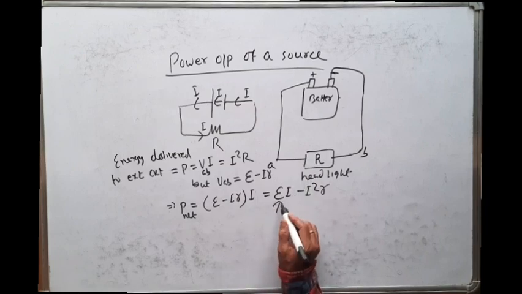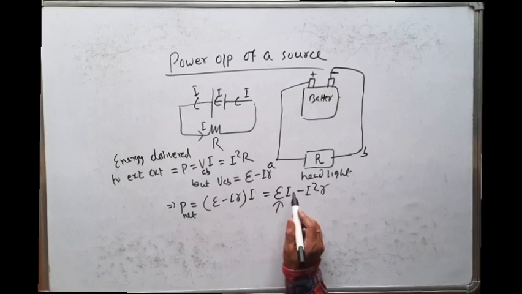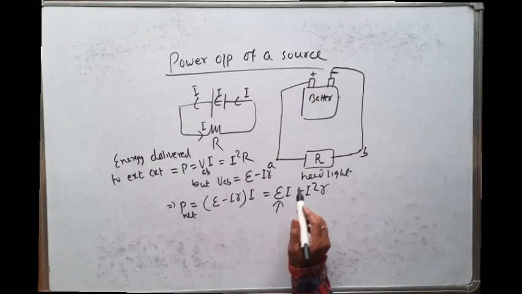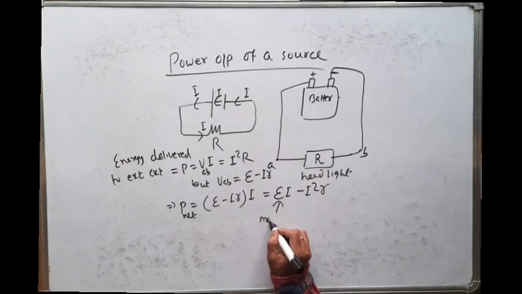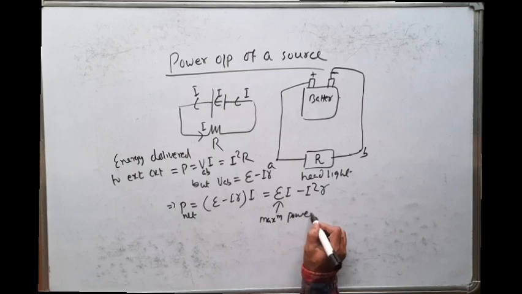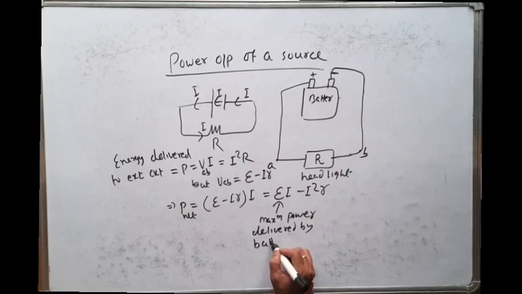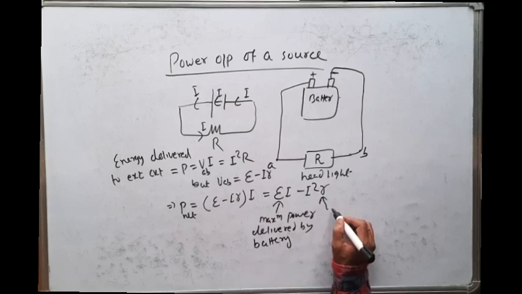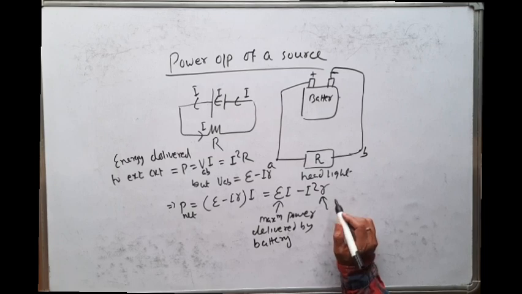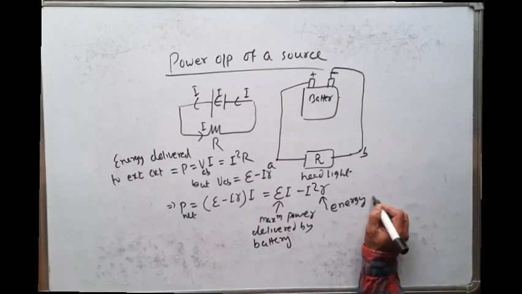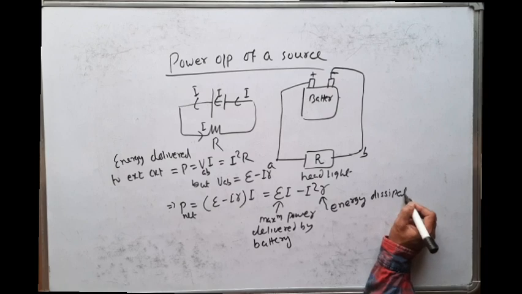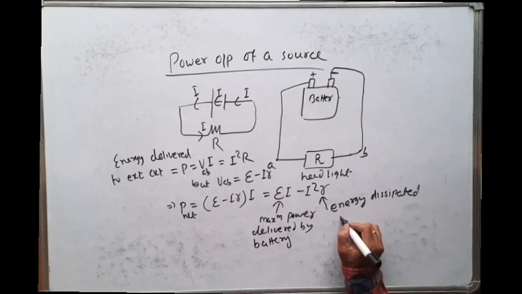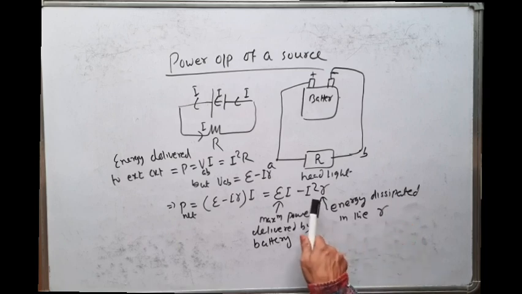Then what is EI? EI is nothing but the rate at which work is done by the non-electrostatic force inside the battery, or it is called the maximum power delivered by the battery. And what is I square R? It is the power loss, or you can say it is the energy dissipated in the internal resistance. This is the energy dissipated.